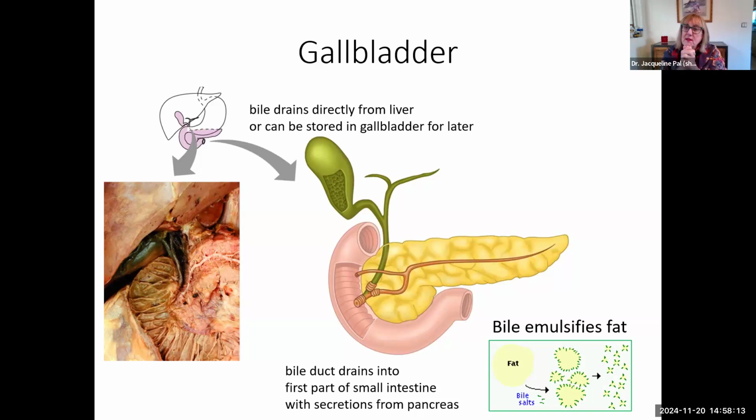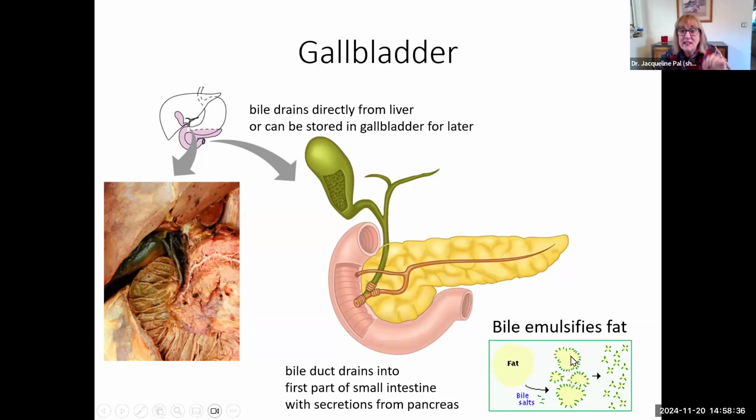It's kind of the same thing that happens when you take a bottle of salad dressing and you shake it up and you see all the smaller little globules of fat mixed up among the vinegar, because the vinegar is water-based. Okay, that is a mechanical digestion of the fat blob. That's what bile is doing.